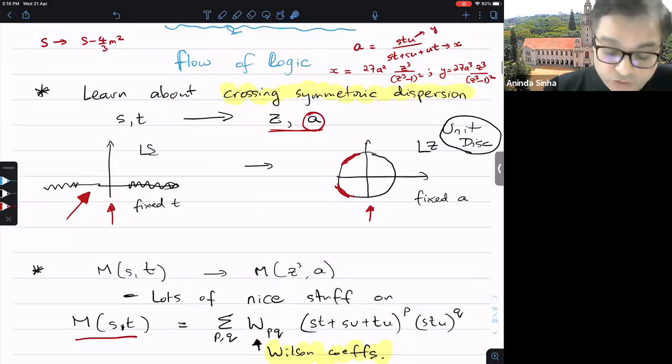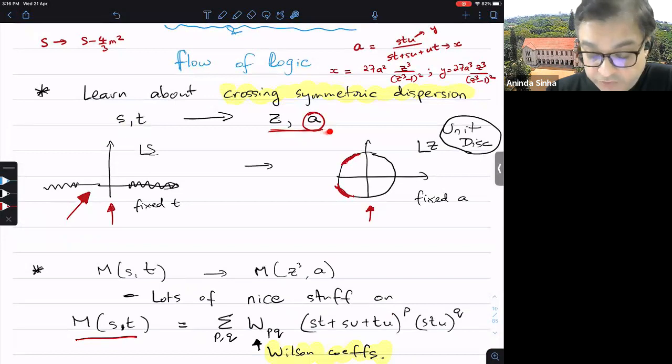So what we are going to do is write down a parametric manifestly crossing symmetric dispersion relation. Instead of working with the standard Mandelstam variables, we're going to make a change of variables to a variable called z, which will play a very important role, and another parameter called a, which I'm going to hold fixed, like the case where we hold t fixed when we write down a fixed t dispersion relation.